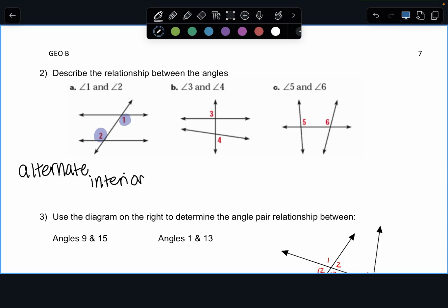Next one. Inside or outside? Outside. Outside, so exterior. Alternate, opposite sides, or consecutive, same side? Alternate. We have to hop across our transversal to go from one angle to the other. So alternate, exterior.